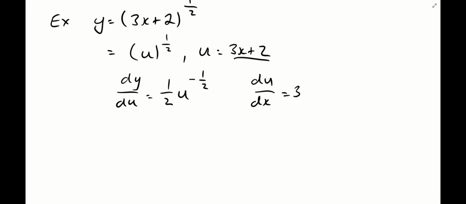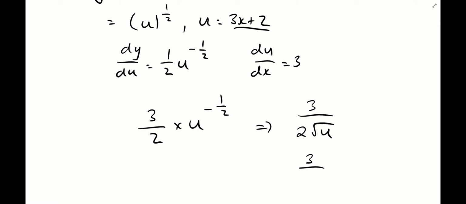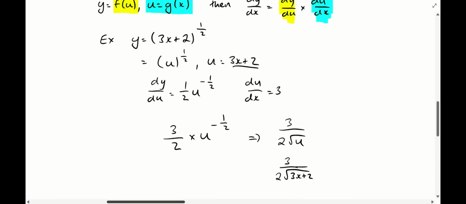Okay, so if we multiply these terms together, we end up with 3 over 2 times u to the power of negative a half. But u to the power of negative a half is just 1 over u to the power of a half, right? So this becomes 3 over 2u to the power of positive a half. Well, that u to the power of a half can be written as the square root of u. But remembering that u is equal to 3x plus 2, we can substitute that back in and we get 3 over 2 times the square root of 3x plus 2. Okay, so that's pretty much it for the chain rule.